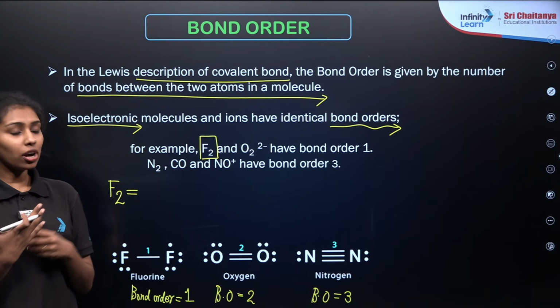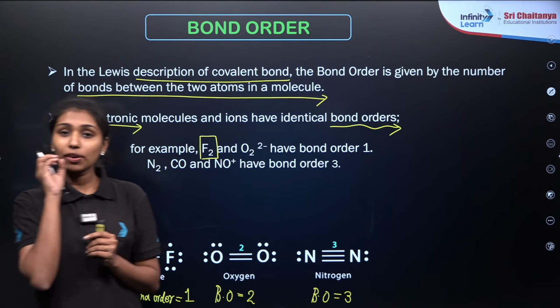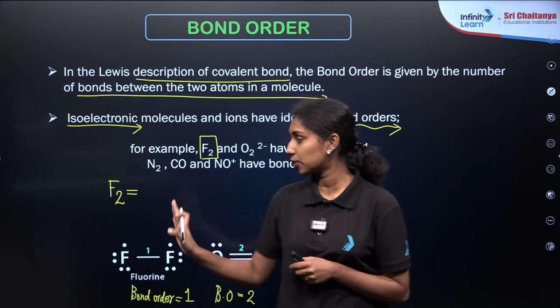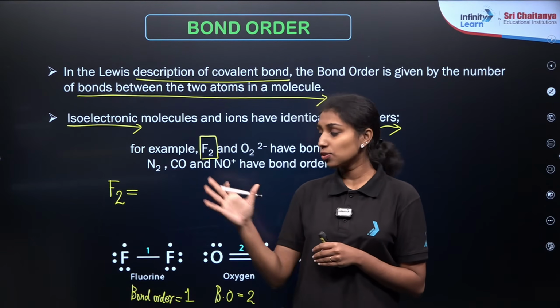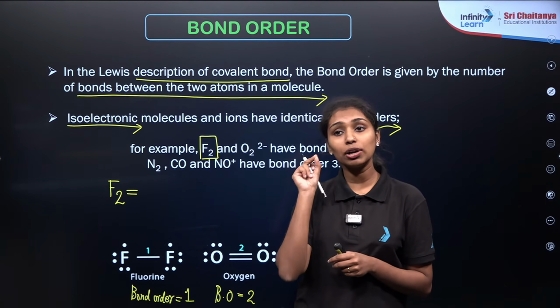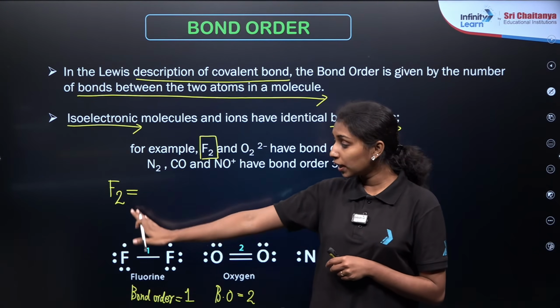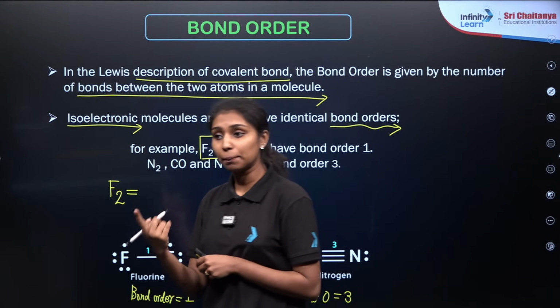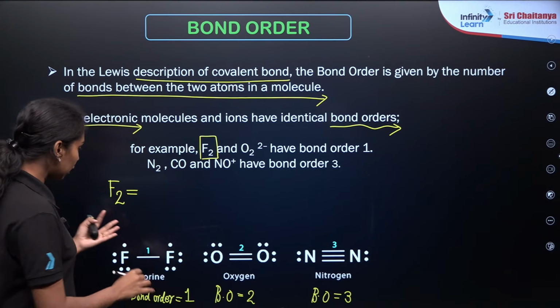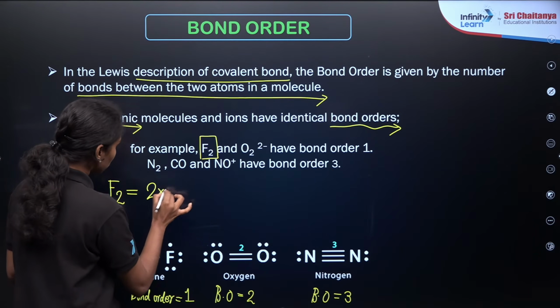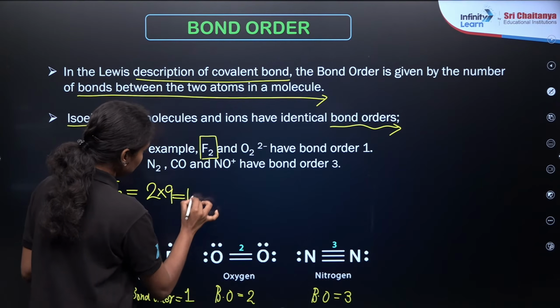So how can we find out the total number of electrons in a molecule? As we already know, fluorine has an atomic number of 9, so the total electrons present in one fluorine atom is 9. Here the fluorine molecule means 2 fluorine atoms are combined, so total electrons will be 2 into 9, that is equal to 18 electrons.